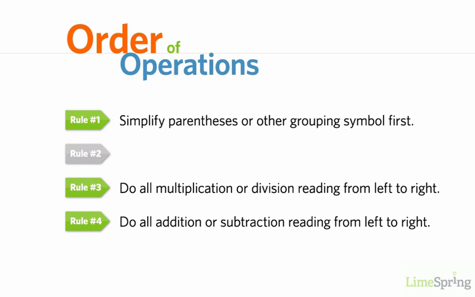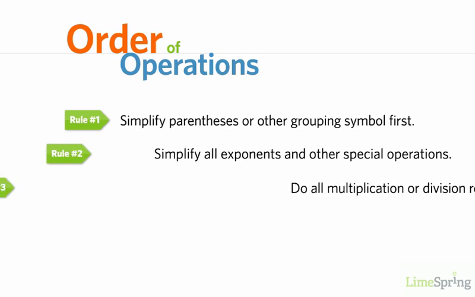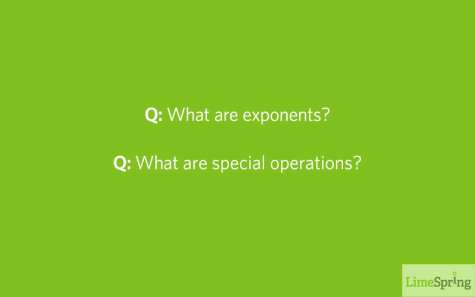The remaining rule that we need to discuss fits right between the rule on grouping symbols and the rule on multiplication and division. This second rule in the order of operations tells us to simplify all exponents and other special operations before moving on to multiplication or division. Now, I realize the first 2 questions you might have are, what the heck are exponents? And what are special operations?